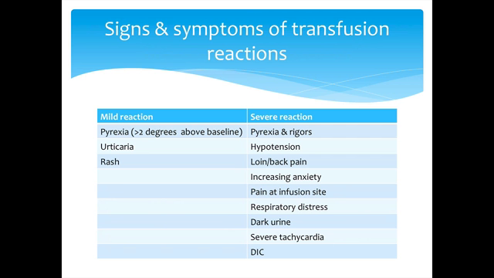classified according to mild and severe. So mild, you might just have a pyrexia of about 2 degrees above baseline. You can also get urticaria, that's mild, and a rash. But severe, you might have pyrexia and rigors, hypotension, loin pain, anxiety, pain at the infusion site, respiratory distress, dark urine if they've got a hemolysis going on, severe tachycardia, or even signs of DIC.